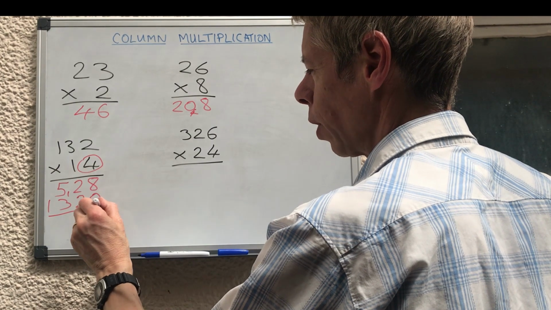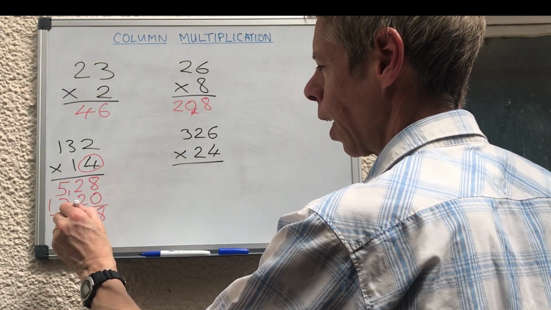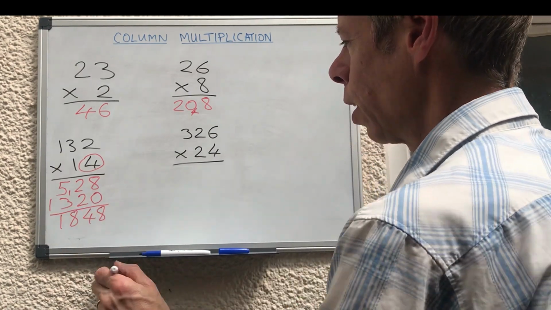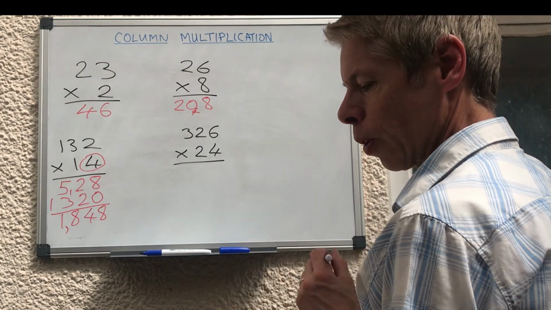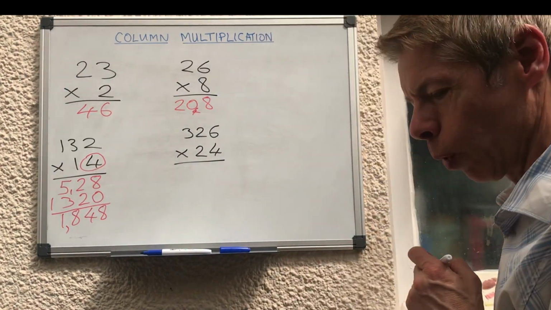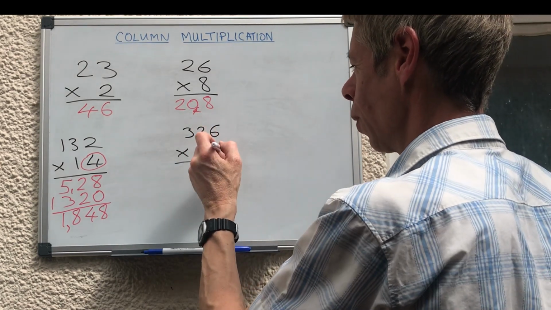Add those together. 8 plus 0 is 8. 2 plus 2 is 4. 5 plus 3 is 8. And there's a 1 at the end. So the answer is 1,848. These questions have not been rehearsed, so I might get one wrong. If I do, please get in touch and tell us what I did wrong.